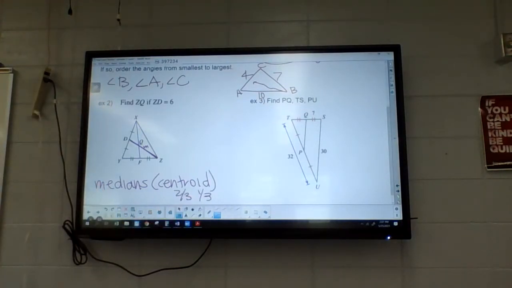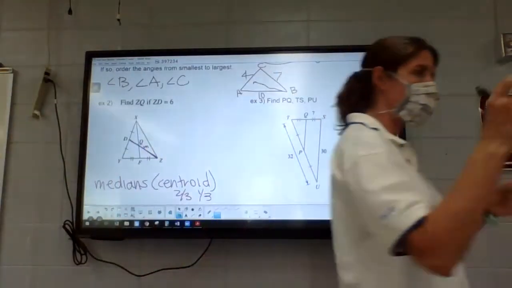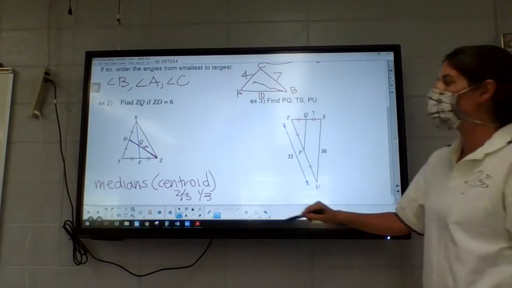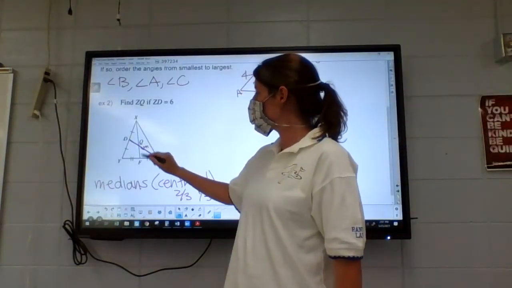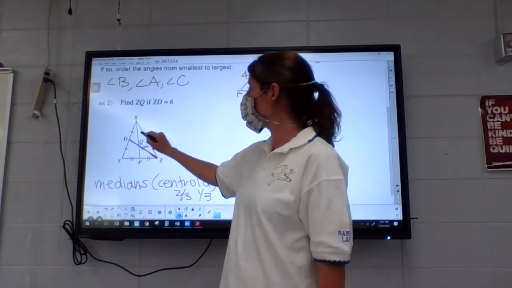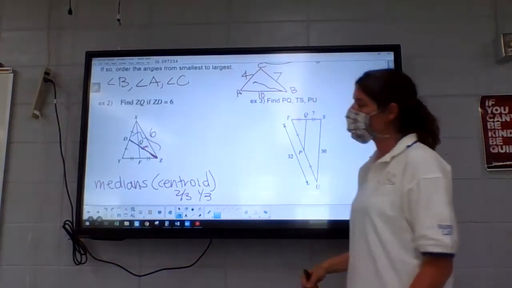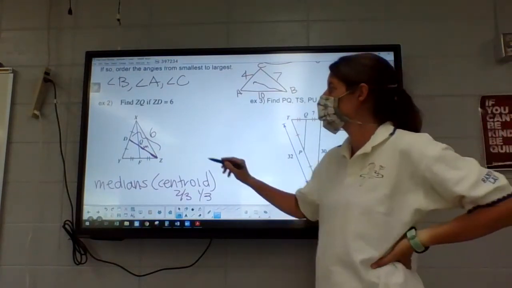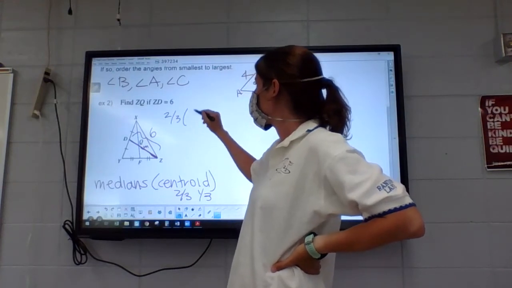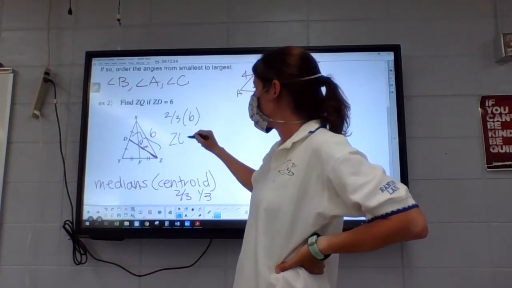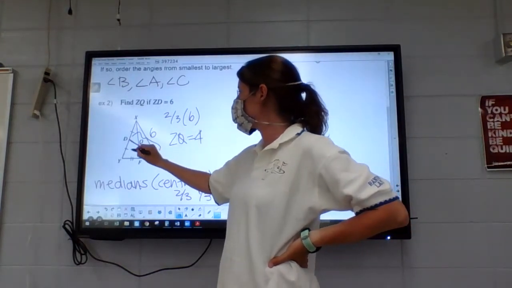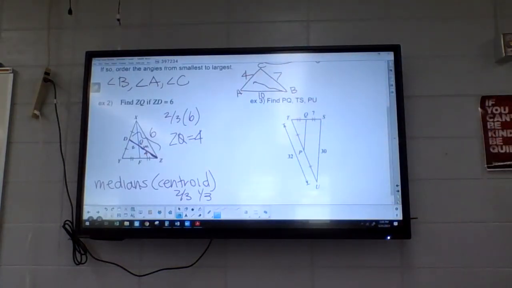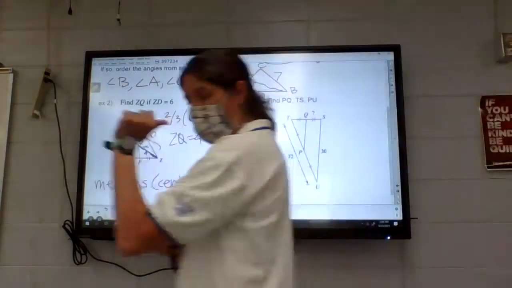So these medians intersect and they divide those lines into 2/3 and then 1/3. So if you look, this little M here is going to be 2/3 of that whole line. So if this whole line is 6, I have to take 2/3 of it to figure out what ZQ is, that little piece. So that's just going to be 4. And that would mean this is 4 and this is 2, because 1/3 of 6 would be 2, and then 2/3 would be 4. So 2/3, 1/3 is one of the things you guys want to go back and look at.